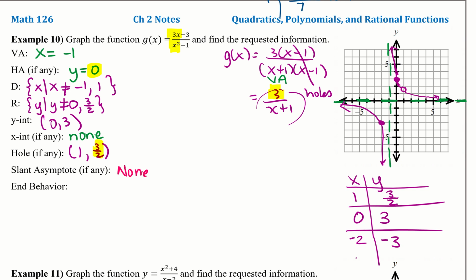And behavior, we can kind of look and see how this is turning sideways. We will approach the horizontal asymptote height from both the left and right side. Notice that this is a g of x, so I don't want to write f of x. I'll use the notation given and how this was named.